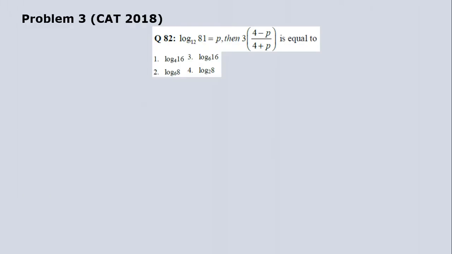Now let's tackle an even harder problem from the same test. We are told what p is and then asked to compute the value of an expression involving p. As before, please try to solve this yourself before watching the solution.